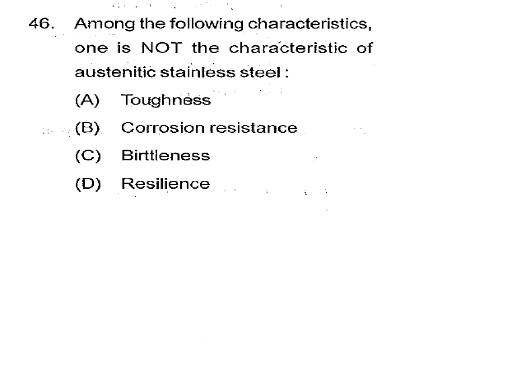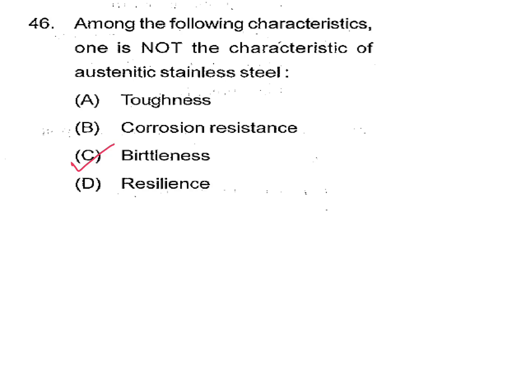Among the following characteristics, one is not a characteristic of austenitic stainless steel. The answer is C, brittleness. A, B and D are the characteristics of austenitic steel. So C is our answer, brittleness.